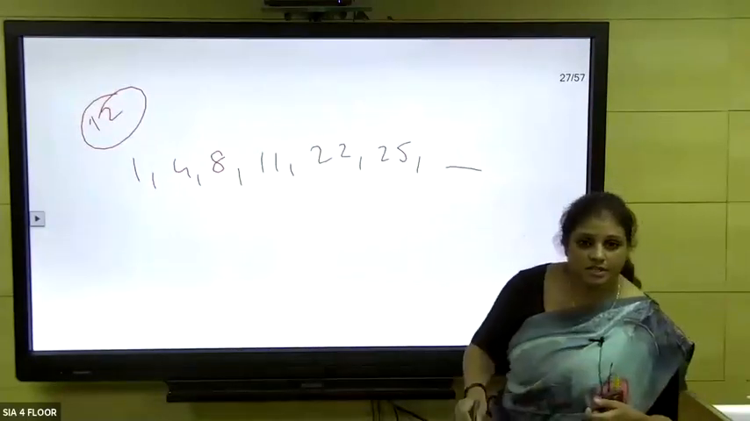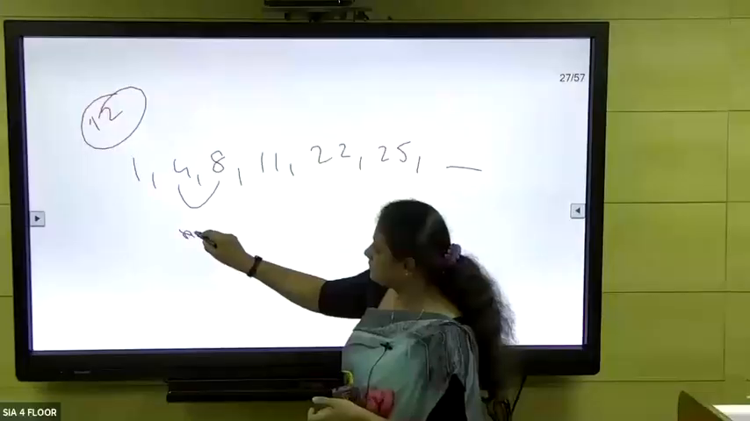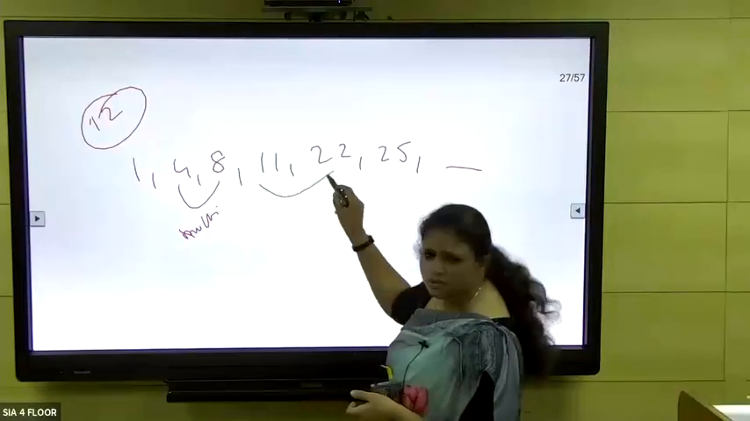What's your doubt in this? Yes, ma'am. No, 4 and 8 are multiples of 2, ma'am. 11 and 22 are multiples of 11. And for the next, 25, we also have to consider the multiples of 25. So it will become 50. So that is the answer.